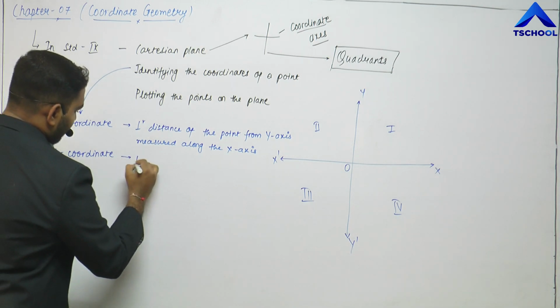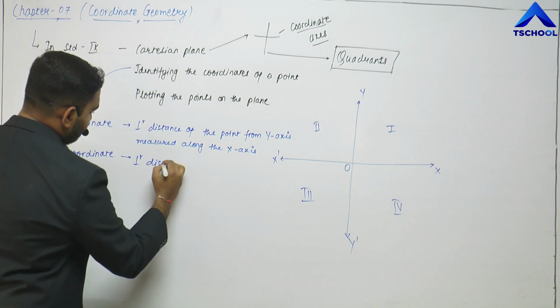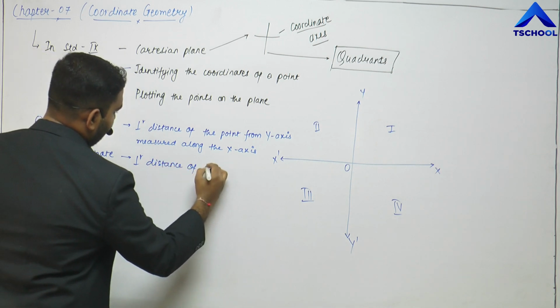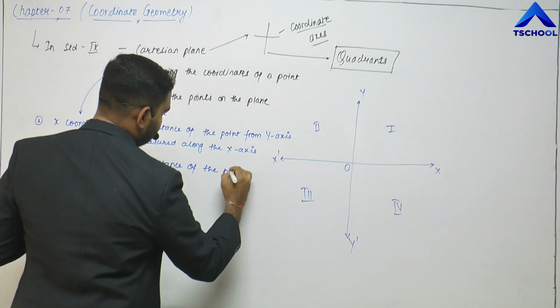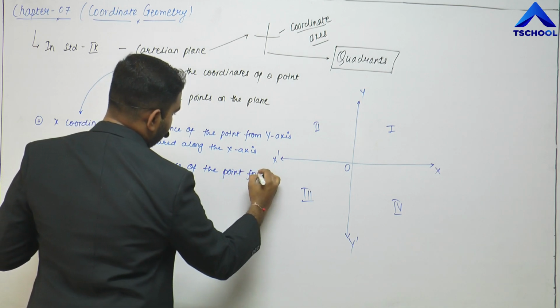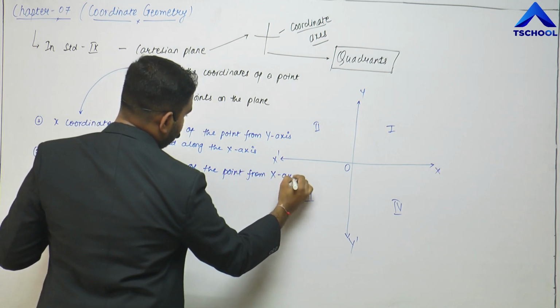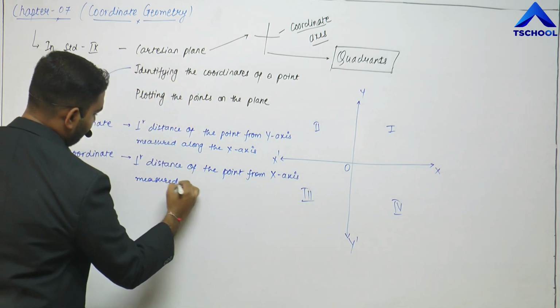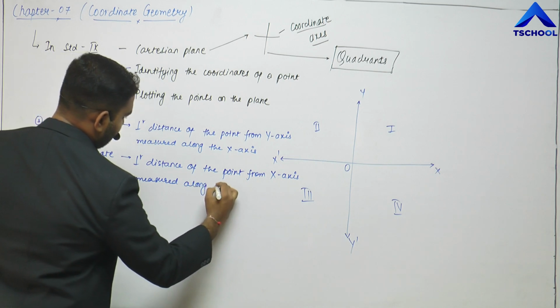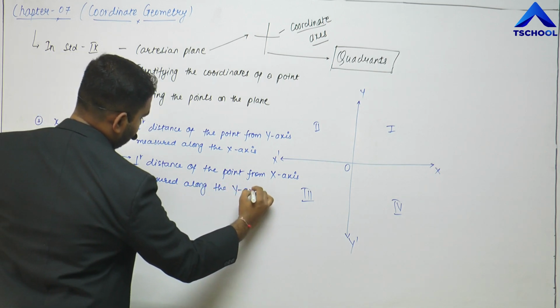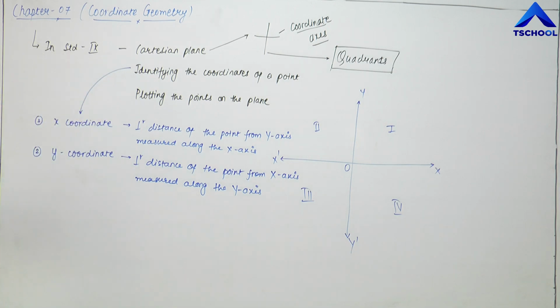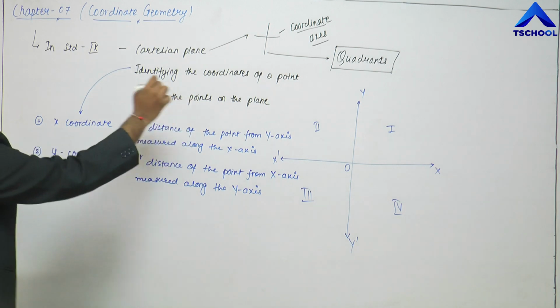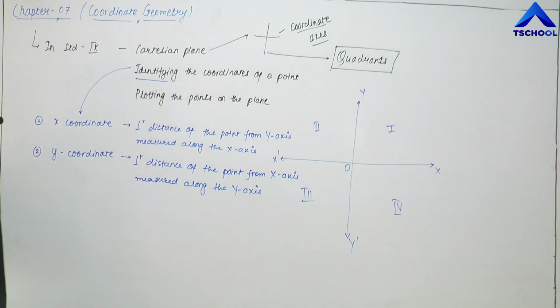And similarly the y coordinate, that is the perpendicular distance of the point from the x-axis measured along the y-axis, right? So these were the x coordinate and y coordinate of a point. So the second topic that we had was identifying the coordinates of a point, right?